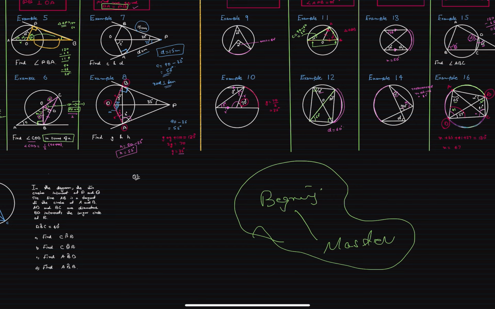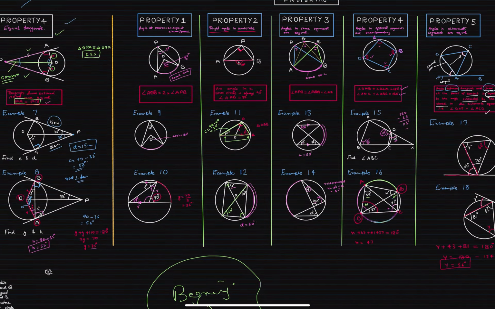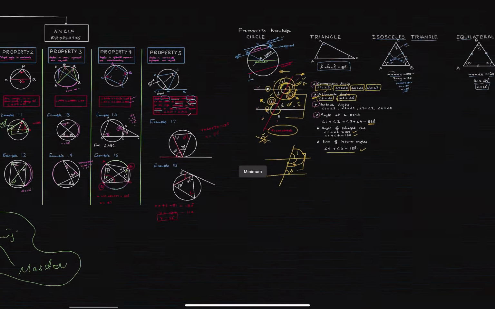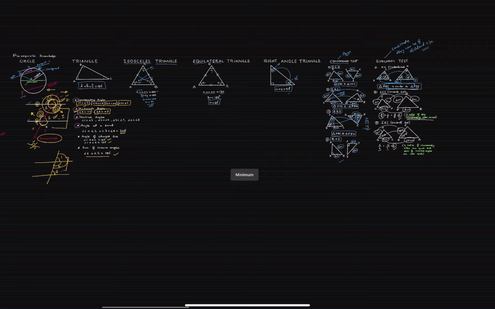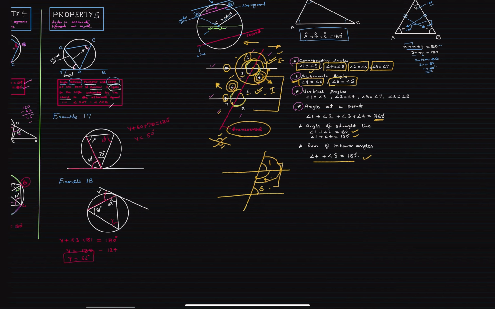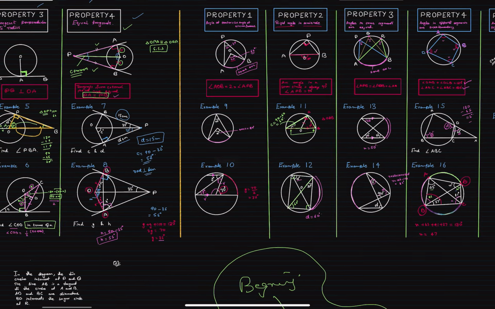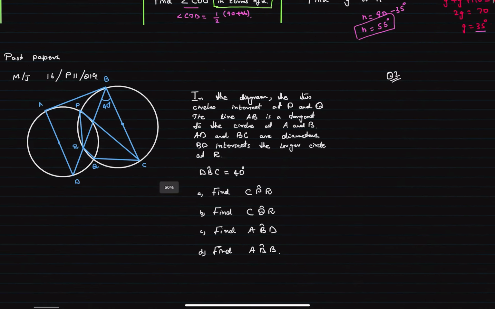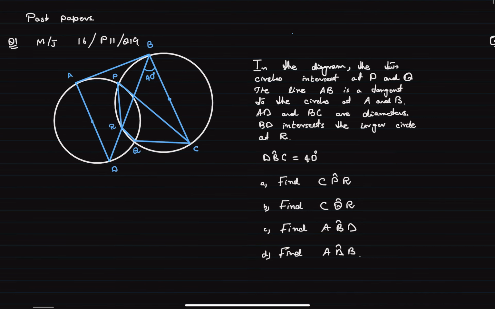So what we have covered so far, let's have a look. We have covered the prerequisite knowledge that we require to perform better in this topic. And now we have seen all the properties that are involved in this topic, that is geometrical properties of circle. Now we are ready to solve some past paper questions.